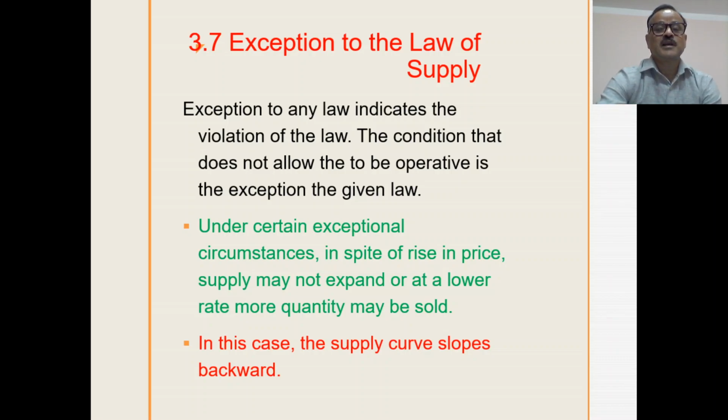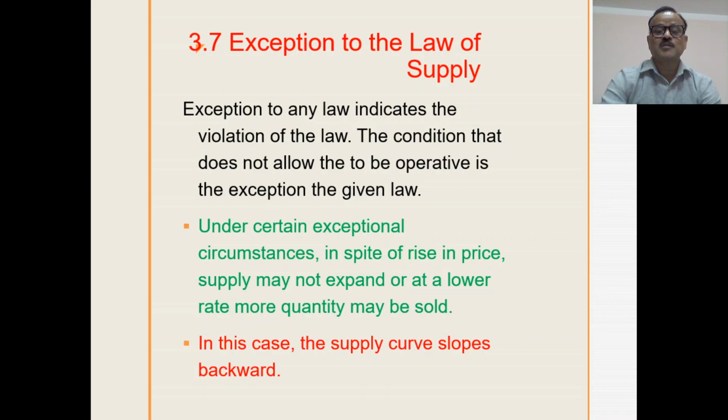So this is the opposite. Actually, according to the law of supply, when price is rising, the quantity supplied must be high. But here, in spite of a rise in price, supply may not expand or grow. When the price is low, more quantity would be supplied, and when the price is high, less quantity would be supplied. This is opposite to the law of supply.